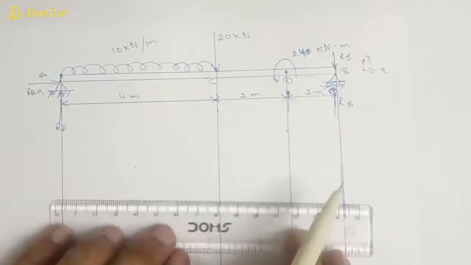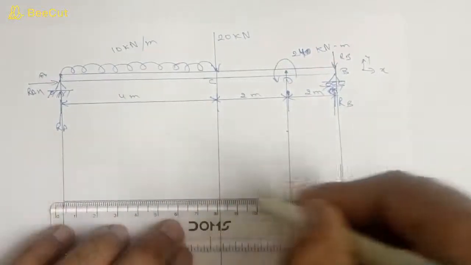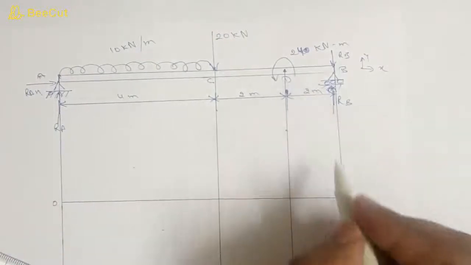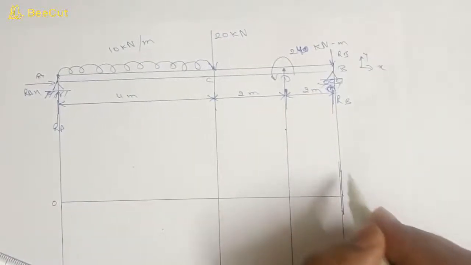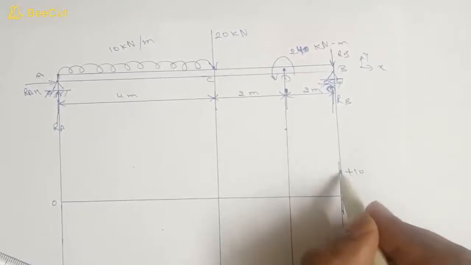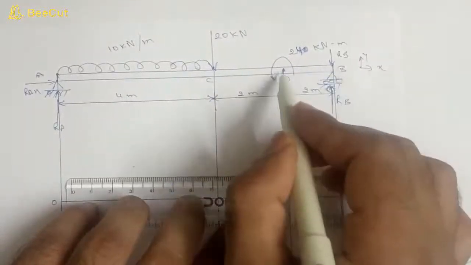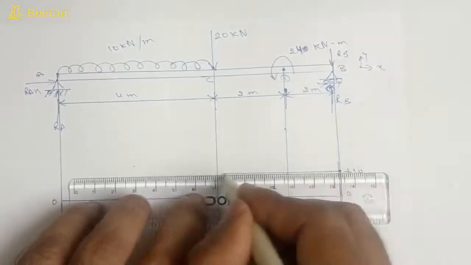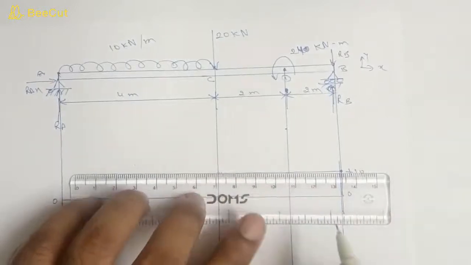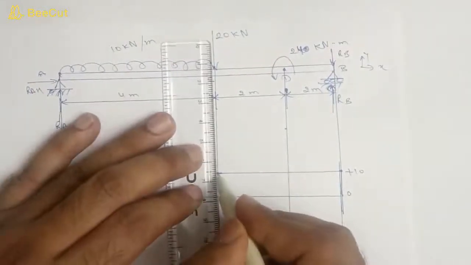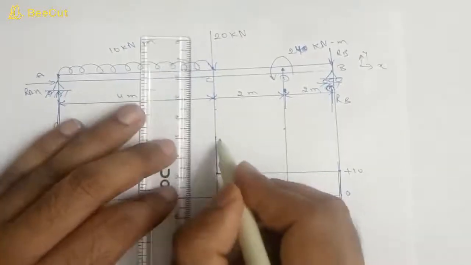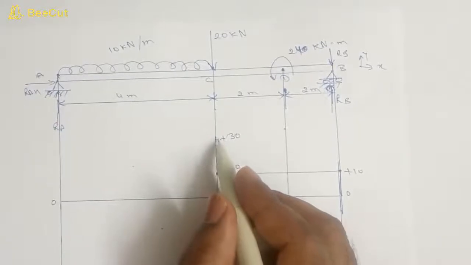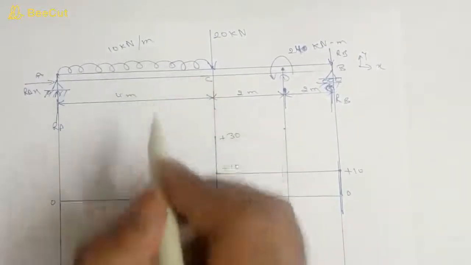Now we will draw the 0-0 axis for the shear force. This is 0-0. Now shear force is plus 10 kilonewton, we have calculated at point B. So this is plus 10 and it is constant up to here. Then it is plus 30 kilonewton here. So it is plus 30. This is plus 10. Now we will calculate shear force at this section.